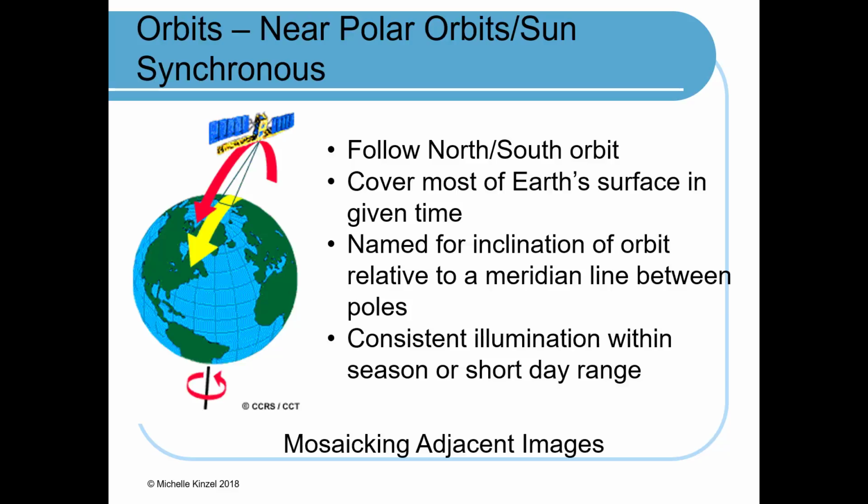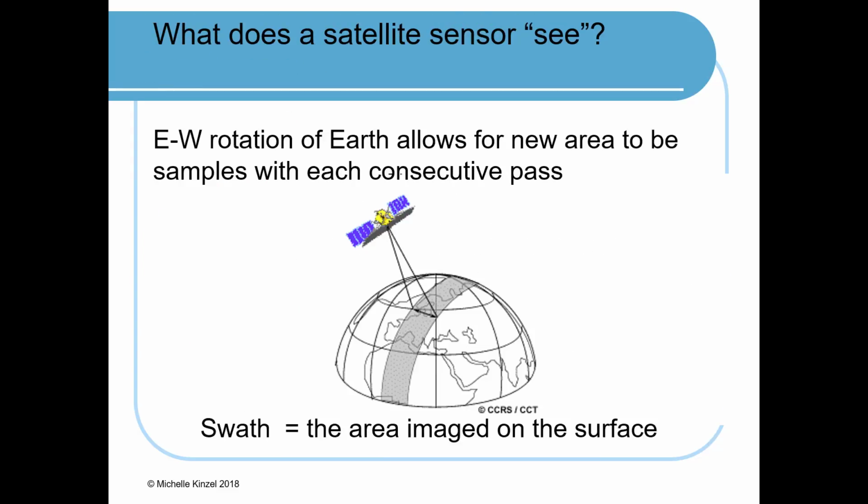With near-polar orbits, otherwise known as sun-synchronous, they follow a north-south orbit around the Earth. They cover most of Earth's surface in a given time. They are named for the inclination of orbit relative to a meridian line between poles, and they provide consistent illumination within a season or a short day range. These require mosaicing of adjacent images for large study areas.